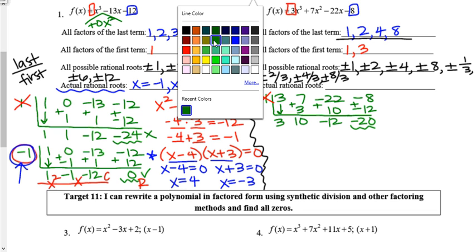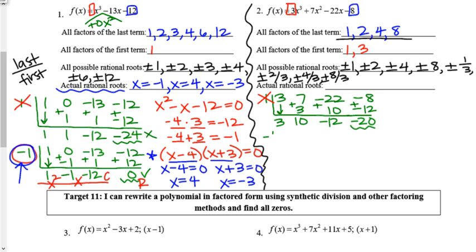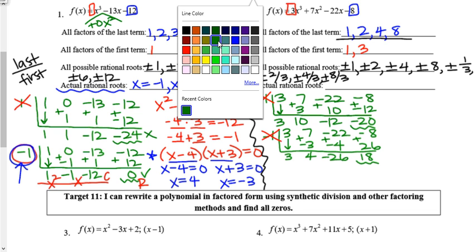Let's try another one. Try another easy one. We'll try -1. 3, 7, -22, -8. -1 times 3 is -3. Add that to 7, I get 4. -1 times 4 is -4. Adding that to -22, I get -26. Times -1 is +26. When I add those together, I definitely don't get 0. I actually get 18. So that's not going to work again. Let's move on to something else.